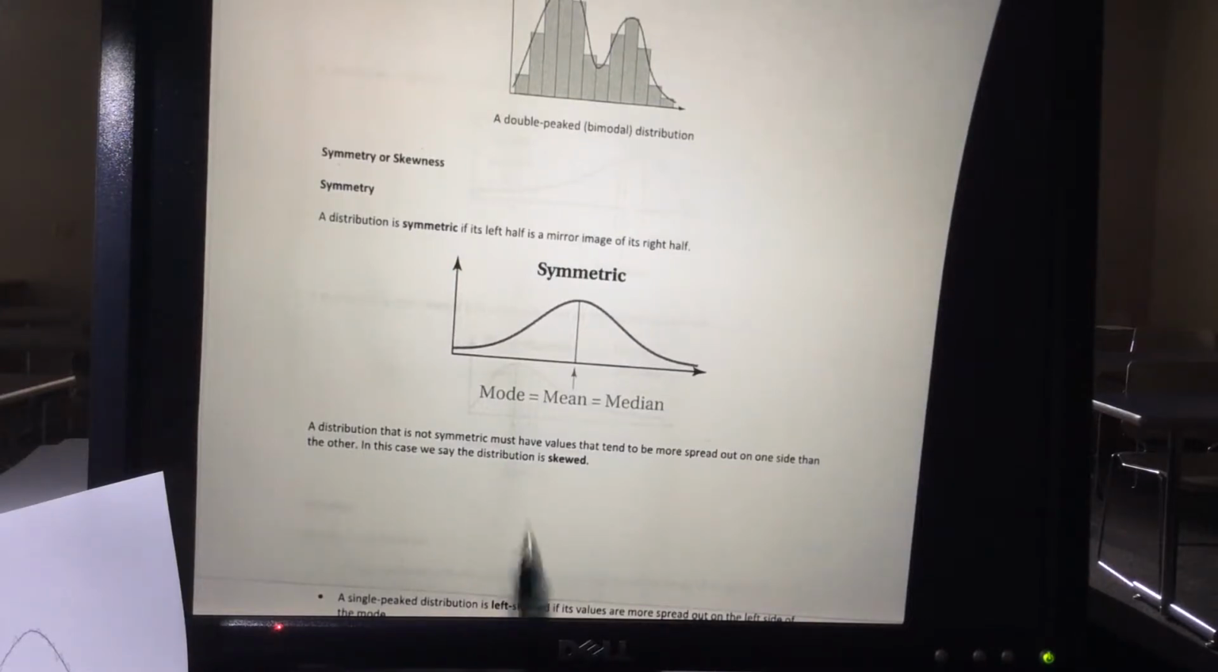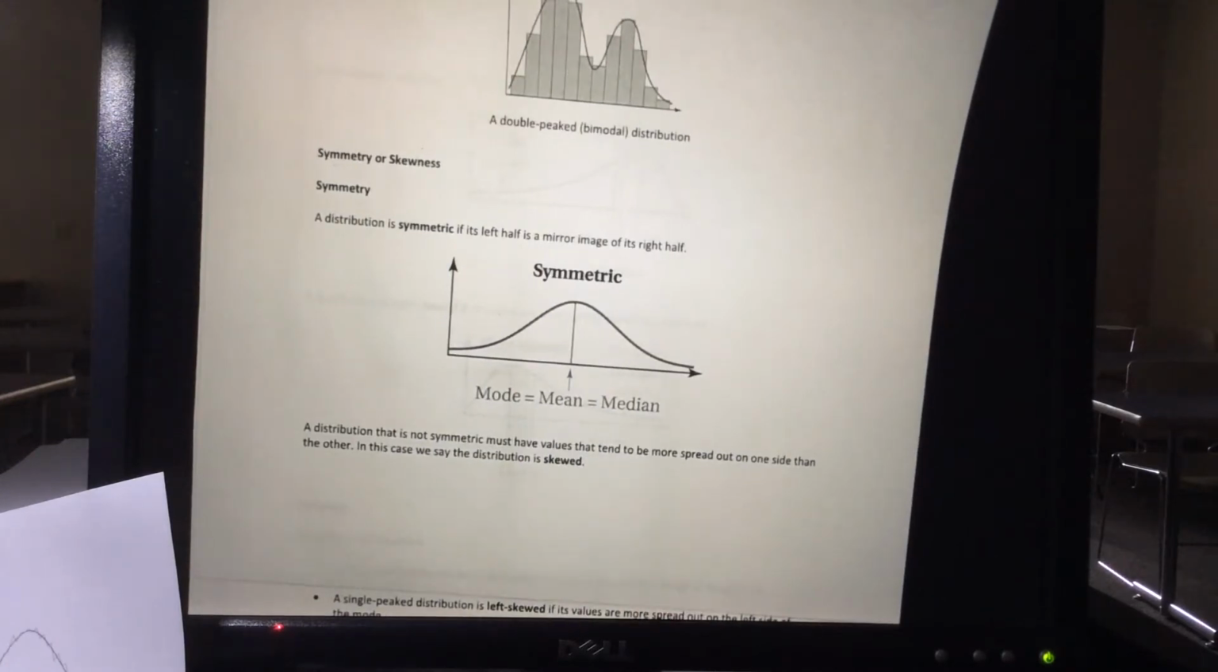And when it's symmetric, the mode, the median, and the mean are equal to each other. Okay? The mode, the mean, and the median are equal to each other. Let's say a distribution that is not symmetric. It must have values that tend to be more spread out on one side than the other. In this case, we say that the distribution is going to be skewed.